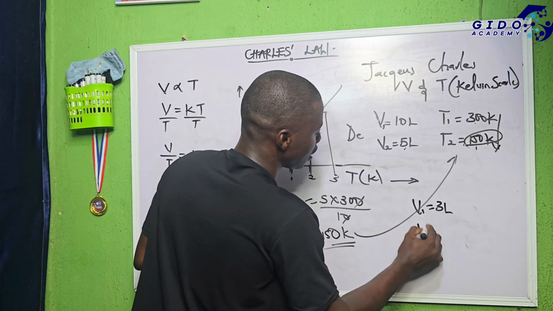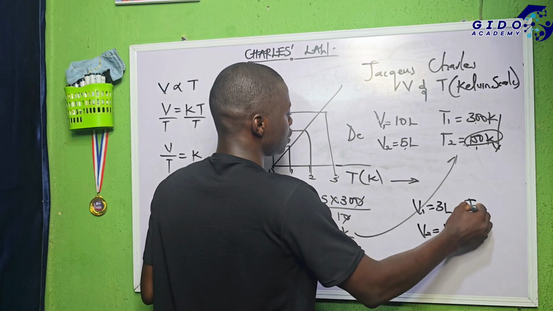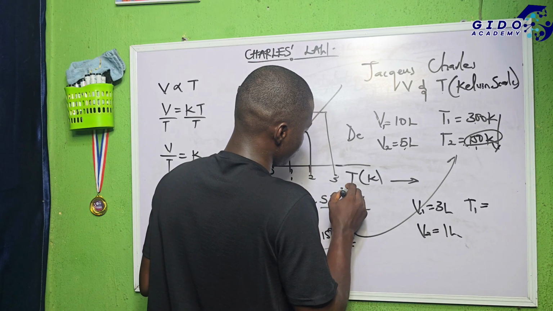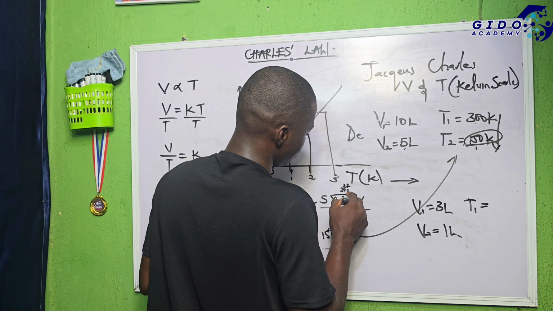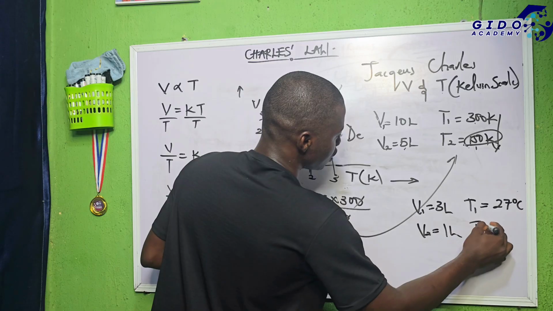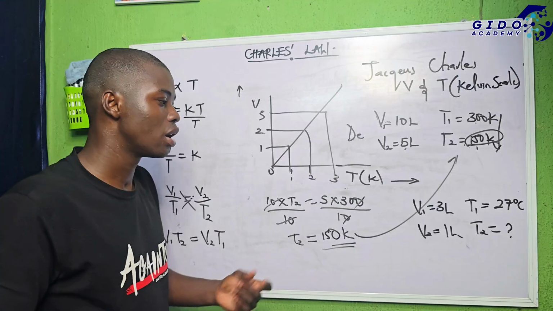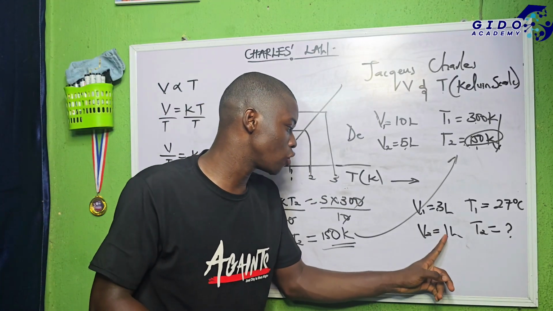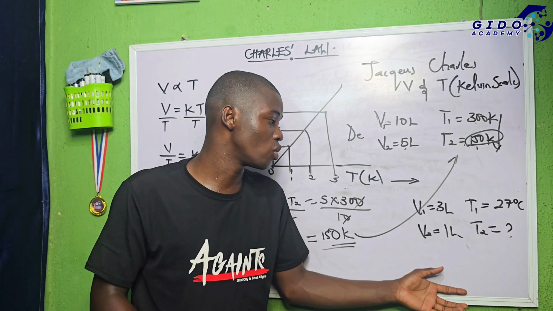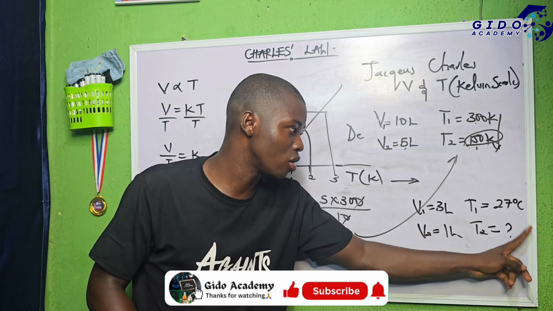Now let me give you something. If V1 is equal to 3 liters and V2 is equal to, let's say, 1 liter, T1 is equal to 27 degrees Celsius, and T2 is unknown. Now, how do you solve for T2? I know that what will come to your mind is that you divide this one by 3 to give us 1, so I'm going to divide this one by 3 as well. It doesn't work like that. If you divide this by 3 to give you 1, you don't need to divide this one by 3.